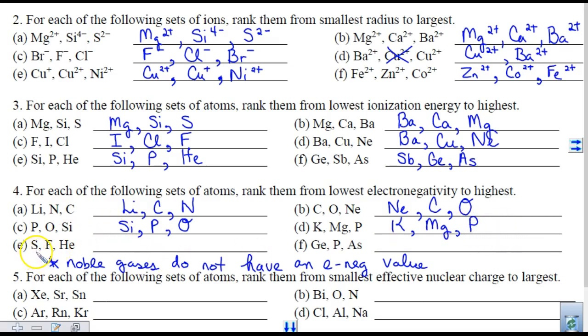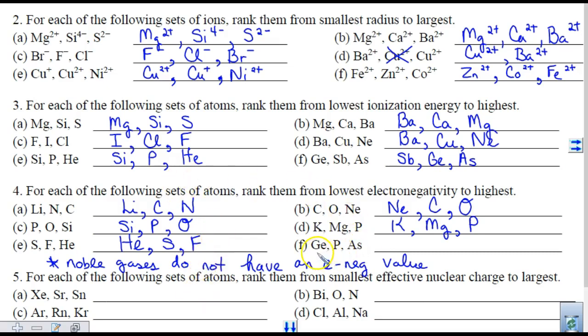In E, we're comparing sulfur, fluorine, and helium. So pause the video and see if you can put these in the correct order. Again, we have a noble gas, so helium is going to have our lowest value of 0. So then we have to compare sulfur and fluorine. Since sulfur is farther to the left and lower down, sulfur is going to be lower than fluorine. And in fact, you need to remember that fluorine is the most electronegative element. It has the highest electronegativity value.